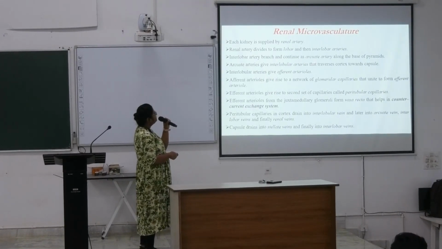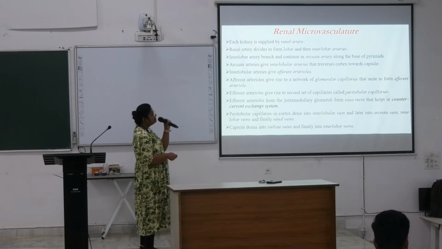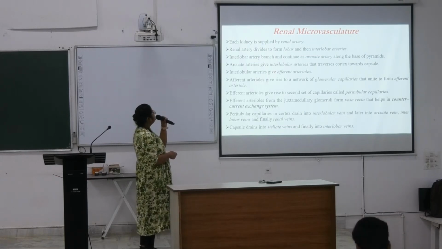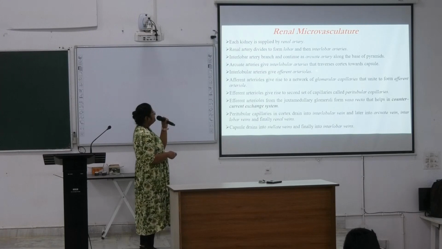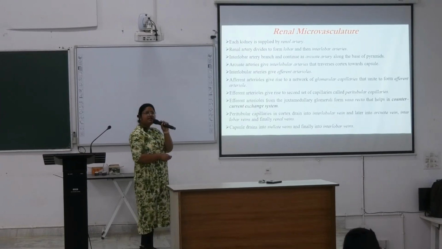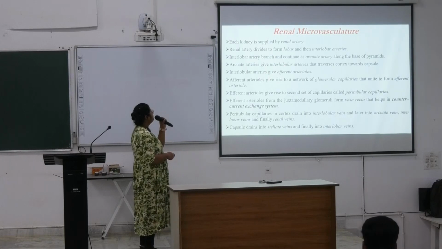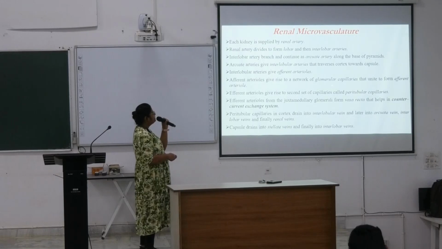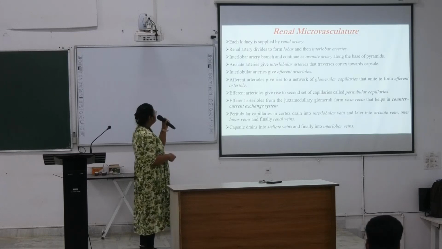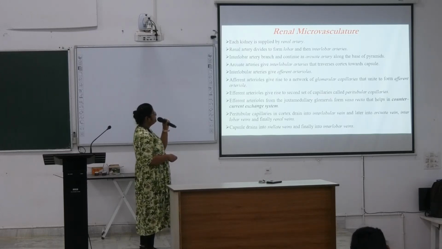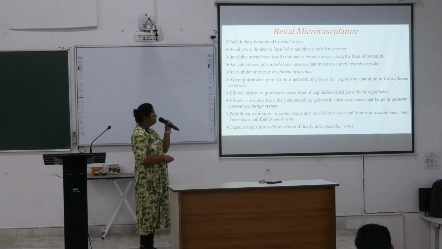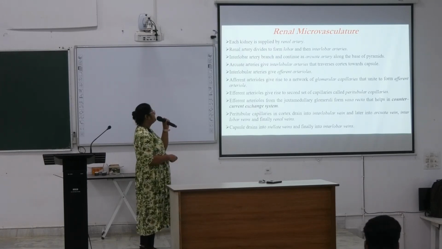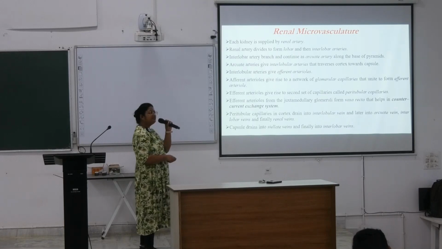The interlobar artery branches and continues as the arcuate artery along the base of the pyramid. Arcuate arteries give interlobular arteries that traverse the cortex towards the capsule. Interlobular arteries give afferent arterioles. Afferent arterioles give rise to a network of glomerular capillaries that unite to form the efferent arteriole. And the efferent arteriole gives rise to a second set of capillaries called the peritubular capillaries. Efferent arterioles from the juxtamedullary glomeruli form the vasa recta, and that helps in the countercurrent exchange system.